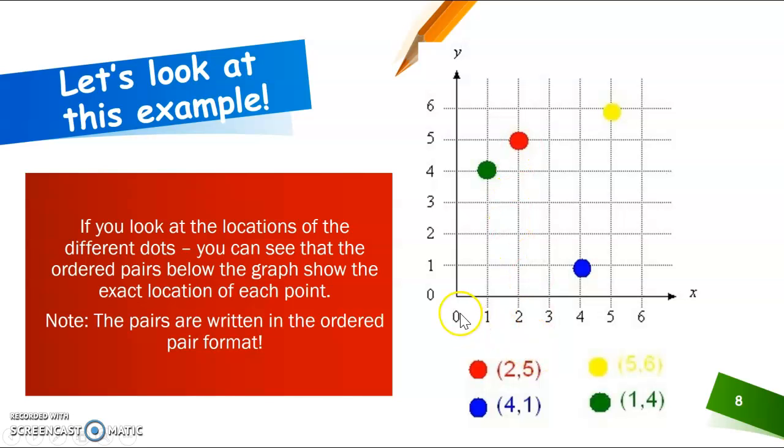The blue one is located at 4, 1: slide 4, and then go up 1. Not to be confused with the green dot, that's at 1, 4. So slide over 1 and then go up 4. Very important. If you're talking to somebody and telling them where something's located, you don't want to tell them 1, 4 when you really mean 4, 1, right? They're very different locations. So it's important that you're always going on your x-axis first, your y-axis second. And the yellow one is located at 5, 6. Okay.